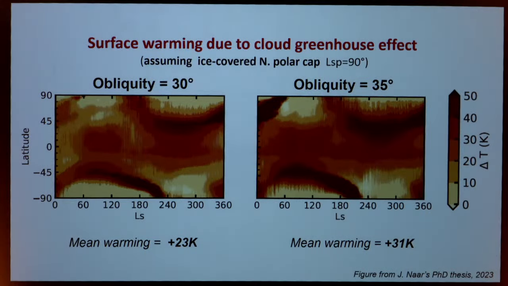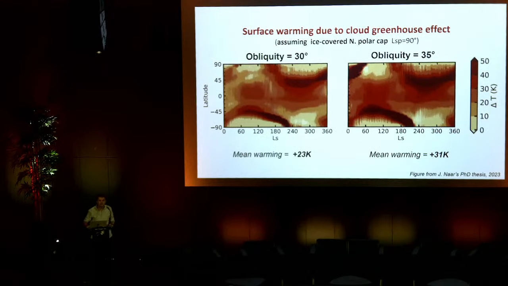This is an example from the experiment of taking Mars today, but with this improved model and increasing the obliquity. What you find is that at 30 degrees, not that long ago, you can have a mean warming of 10 to 23 K. If you go to 35, the mean warming is 31 K because of the greenhouse effect of water clouds. And I have to emphasize that it's super model dependent.